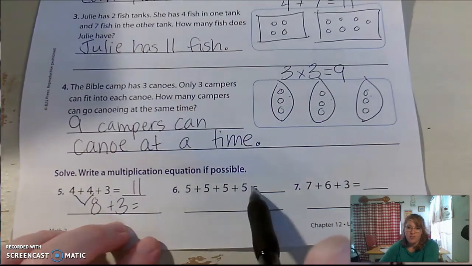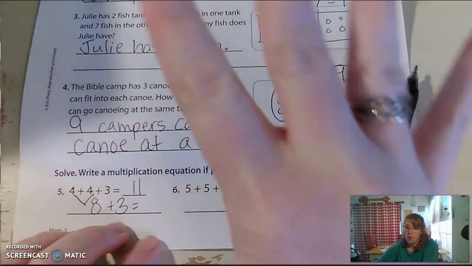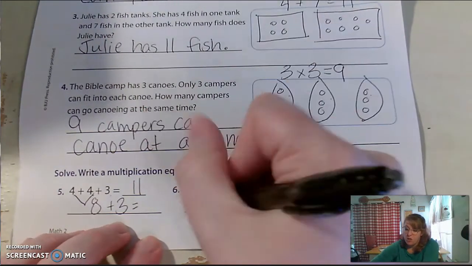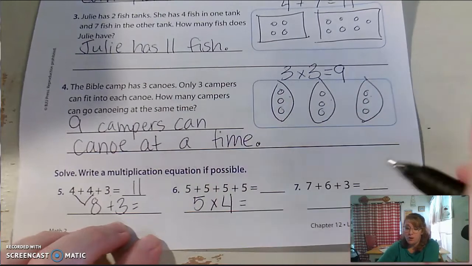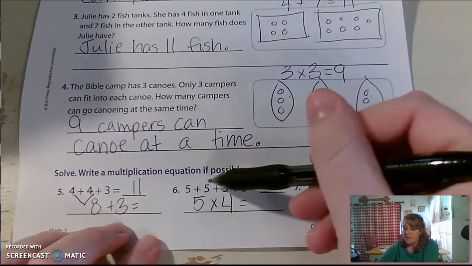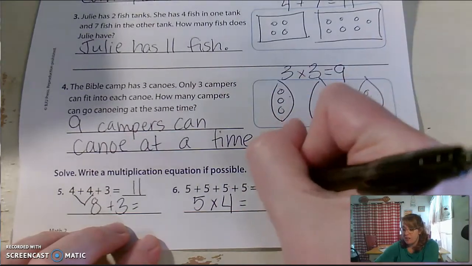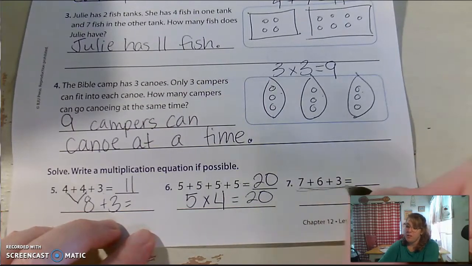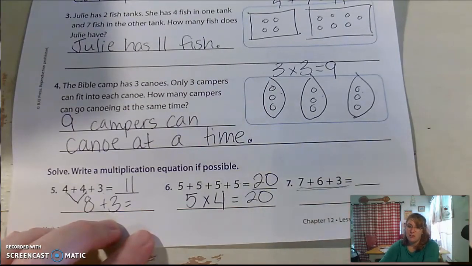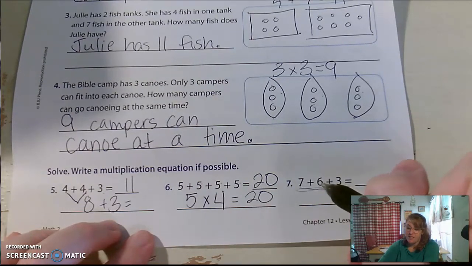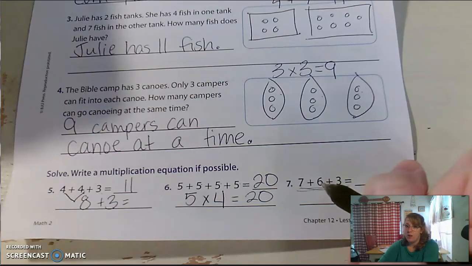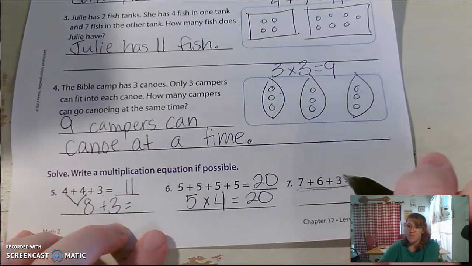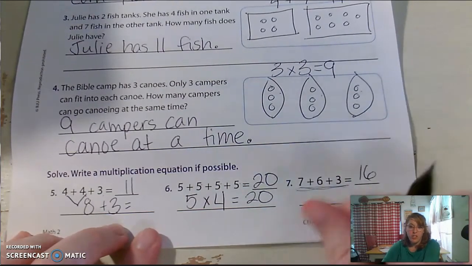What about number 6? 5 plus 5 plus 5 plus 5. So we have 4 5s. So we could say 5 times 4 equals 5, 10, 15, 20. 5 times 4 equals 20. Do I have any repeating numbers on this one? No. So what is 7 plus 6? 7, 8, 9, 10, 11, 12, 13, 14, 15, 16. So that one I just have to add.